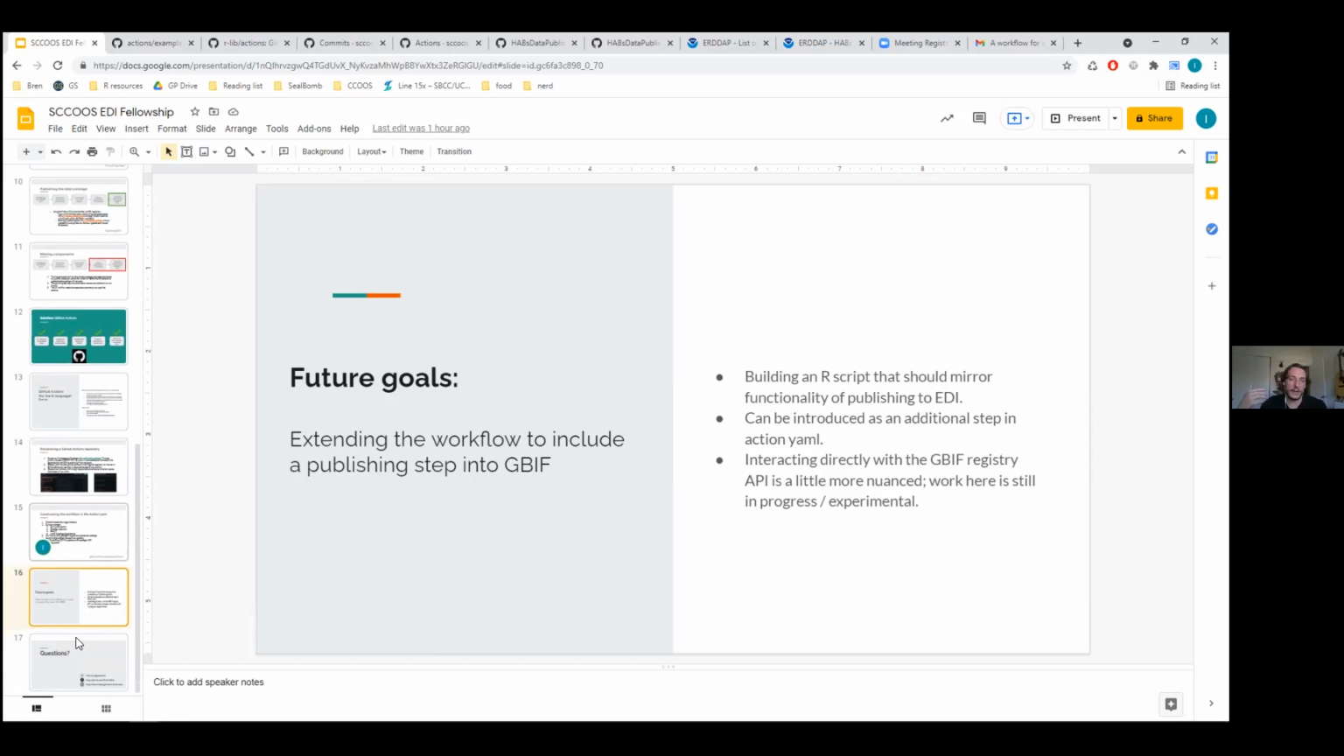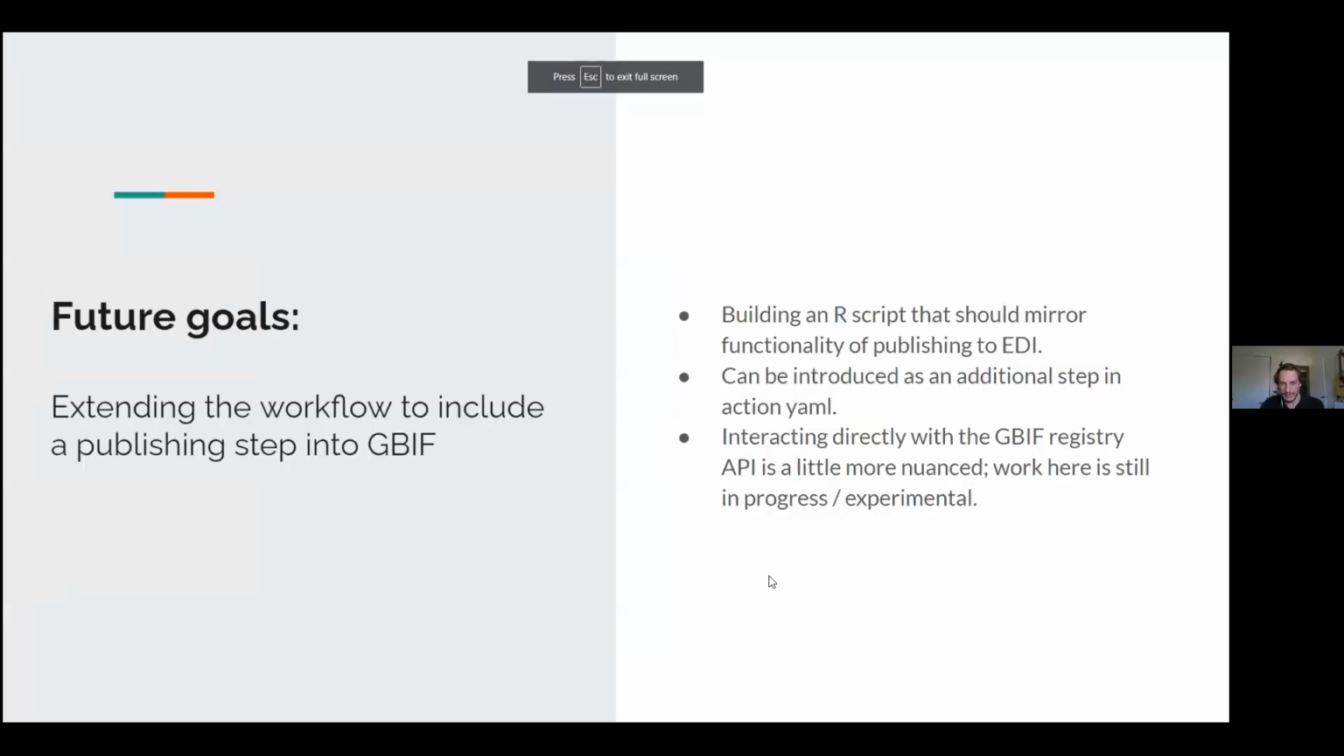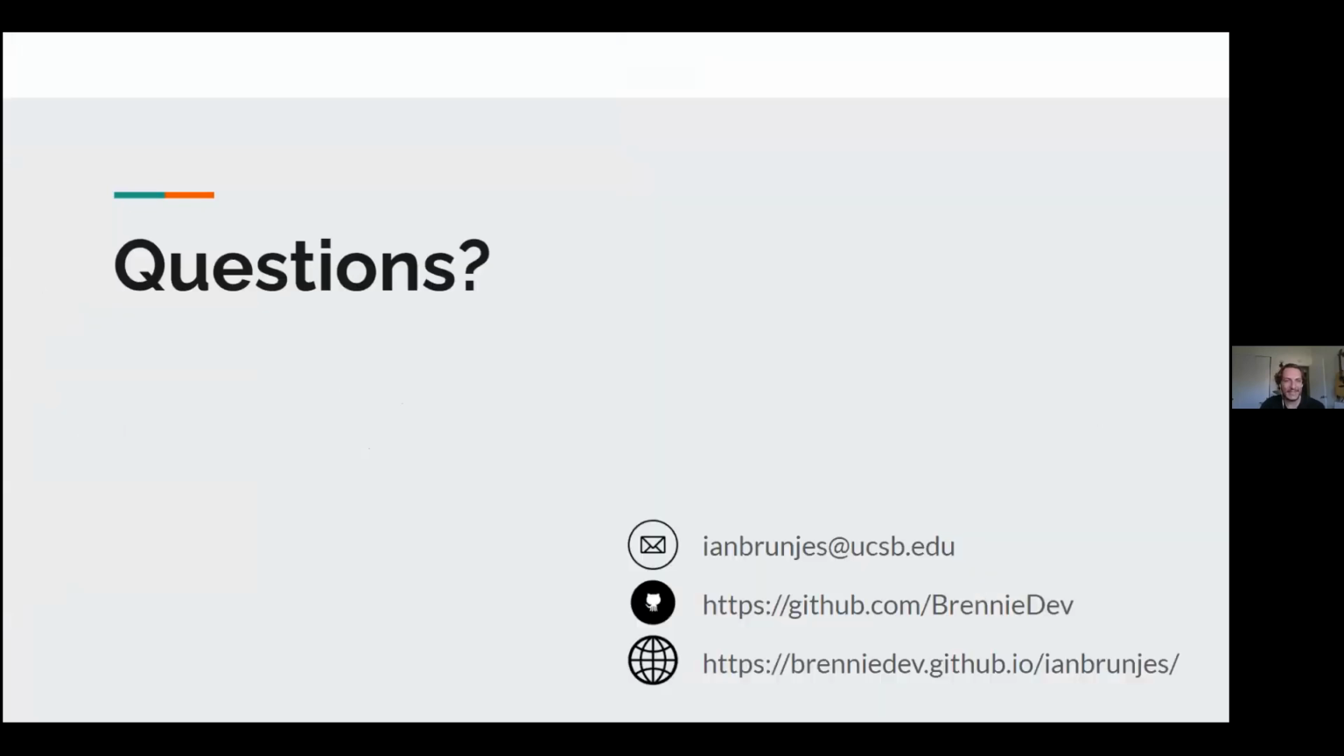Alternatively, I could create a new workflow entirely, a new YAML file or a new job within that YAML file. Maybe I want the update to GBIF to happen at some different cadence. I could create just a different job that essentially mirrors what I've done already. So that work is still experimental. It's still underway, but that's the next step for this project. So yeah, thank you for listening, and let me know if you have any questions.